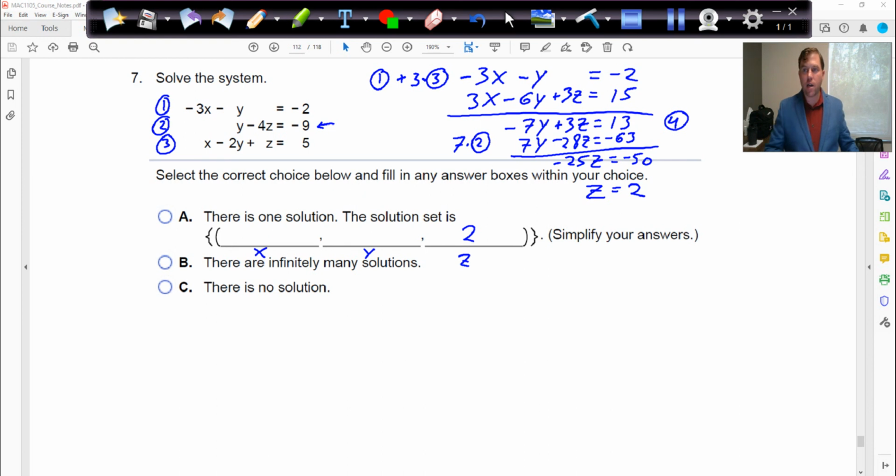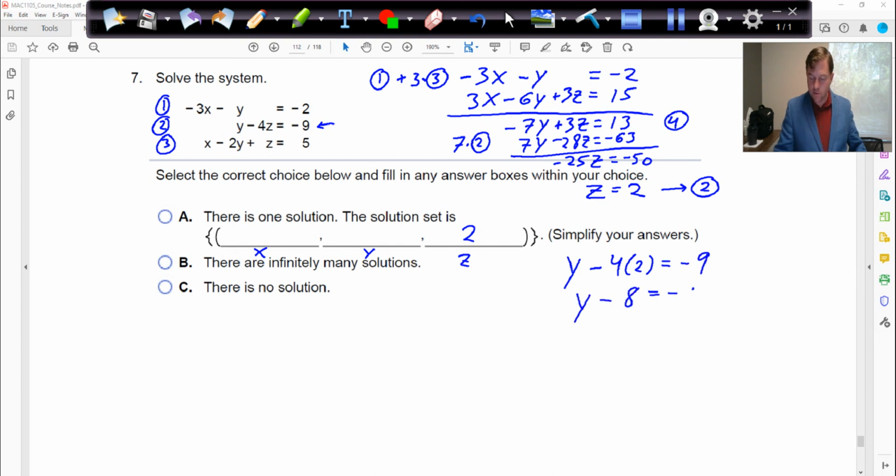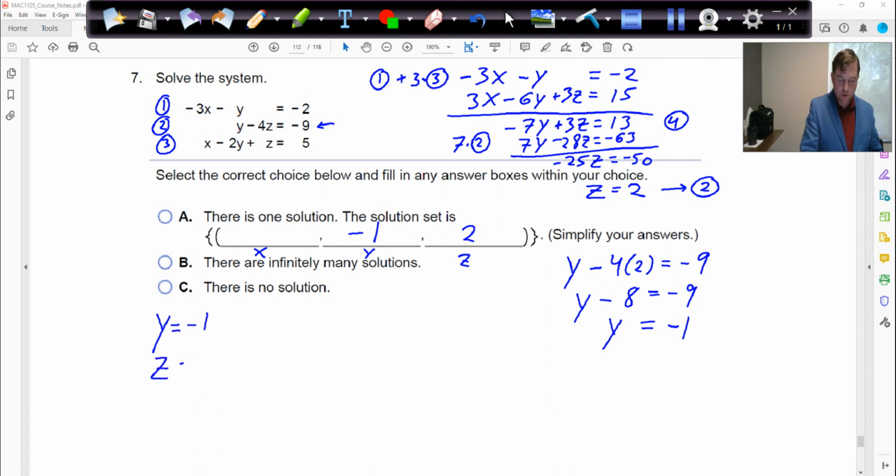Okay, so right away we got a letter solved, which is great. And now we're going to plug this into equation 2, and we'll get another letter. So if I take that into 2, we have y minus 4 times z, but z is 2, has to equal minus 9. Y minus 8 equals minus 9. Add 8 to both sides. Y is negative 1.